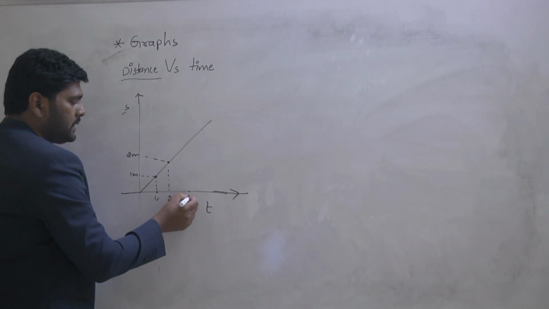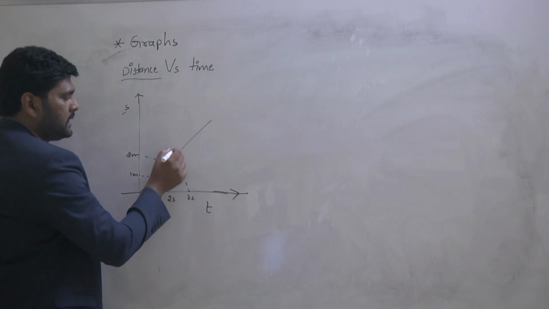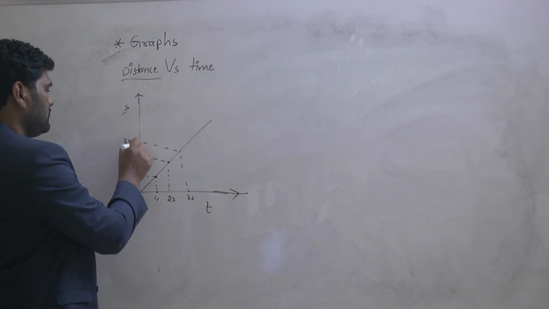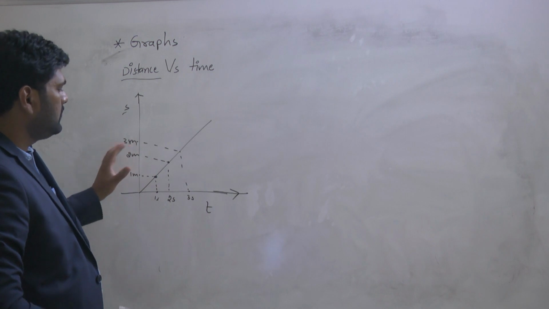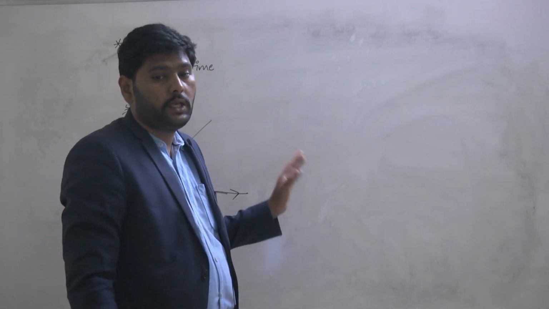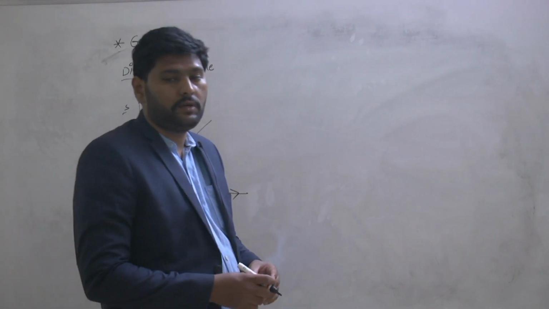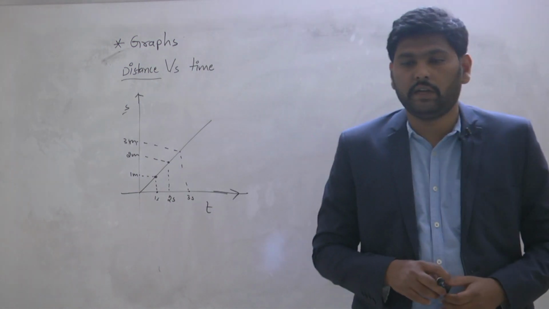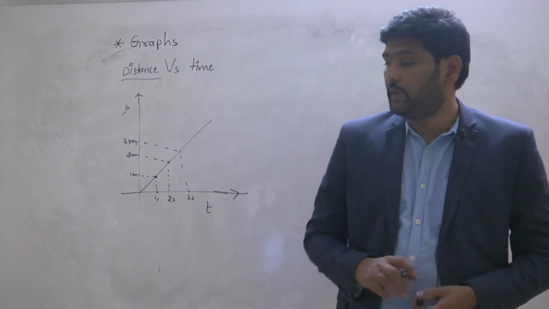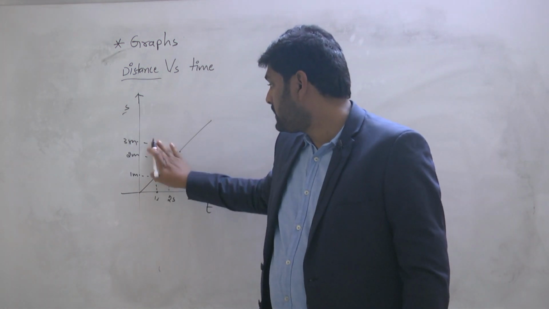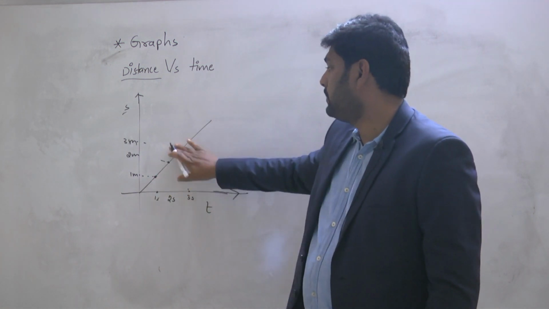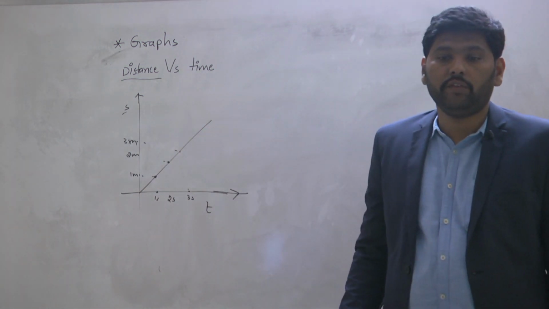Let me take 3 seconds. In 3 seconds, the object traveled 3 meters. Likewise, at every instant it is covering equal distances in equal intervals of time. When an object covers equal distances in equal intervals of time, the motion is said to be uniform motion. So this graph is indicating uniform motion.